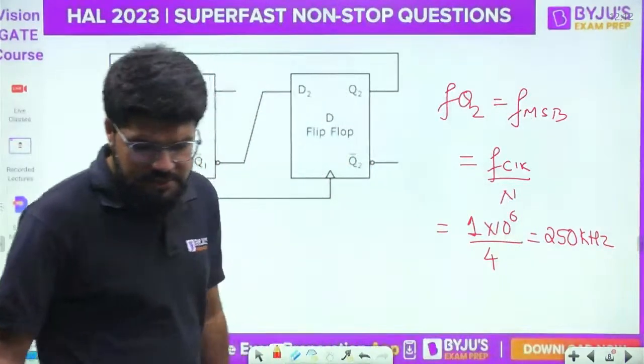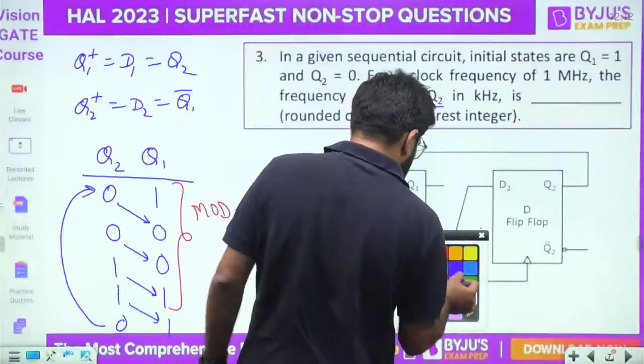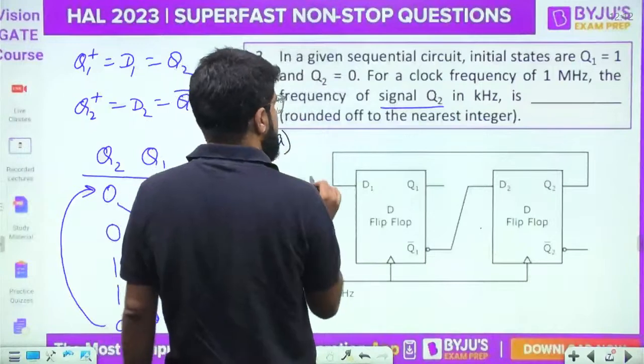kilohertz is the right answer. 250 kilohertz is the right answer. Correct? 250 kilohertz is the right answer.